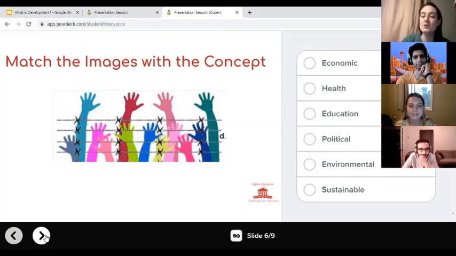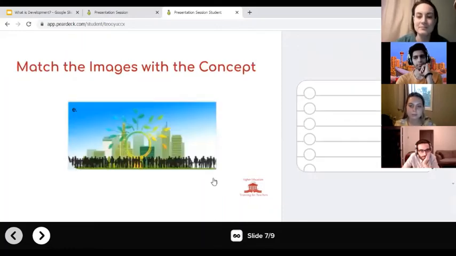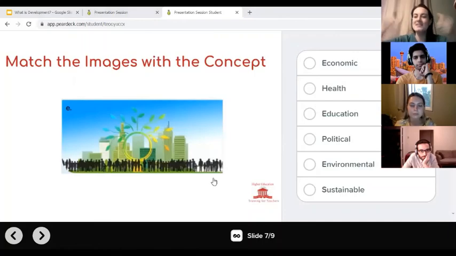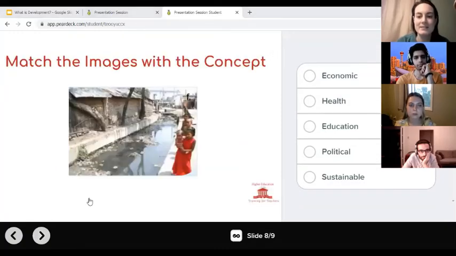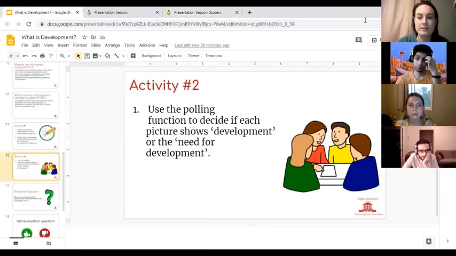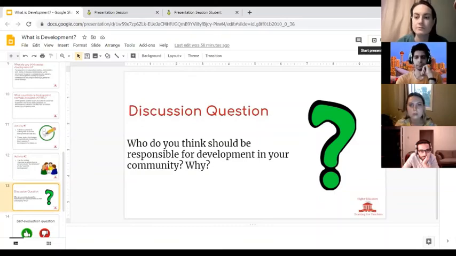Okay, do you think this shows development or the need for development? Good. Okay, development or the need for development? Good. Development or the need for development? Okay, good. Let me try to get it to present again.